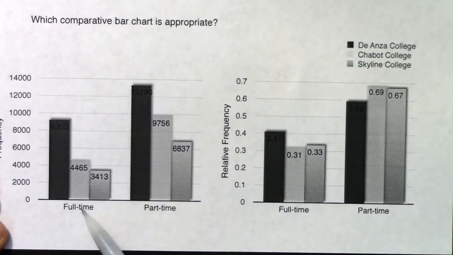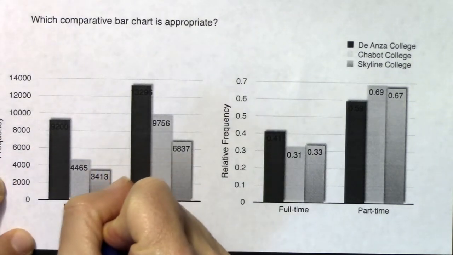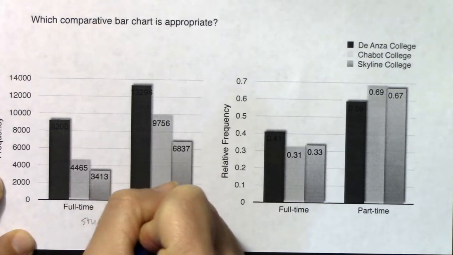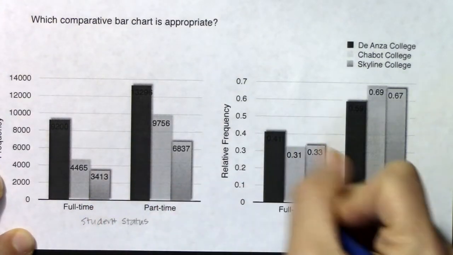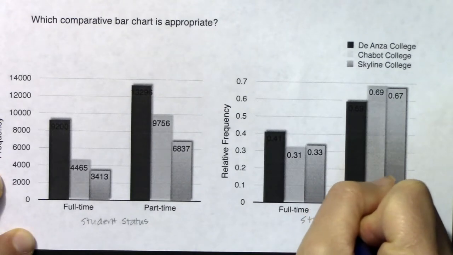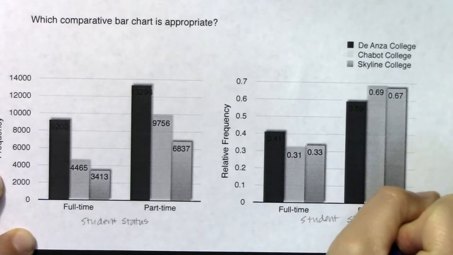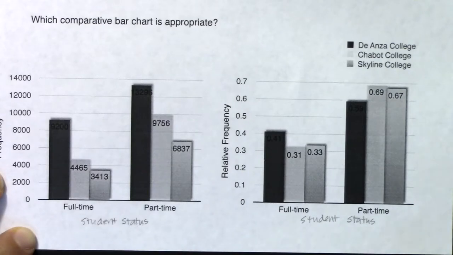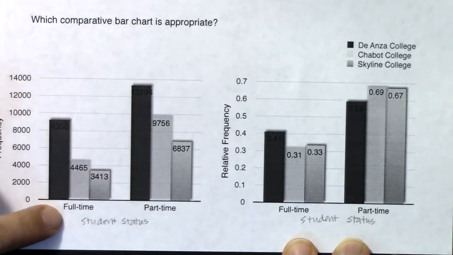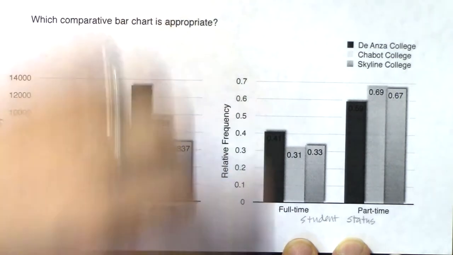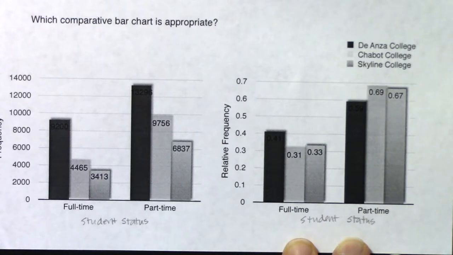So first of all, I see my subcategories down here on my x-axis. I would hope that there would be some kind of variable down here on the x-axis. So I would want to say something like student status. So when it comes to all of the graphs that we'll make in this class, well, with the exception of a couple, but most of them, your variable is on the x-axis and either frequency or relative frequency is on the y-axis. So you can see here, my frequencies are over on this first graph.